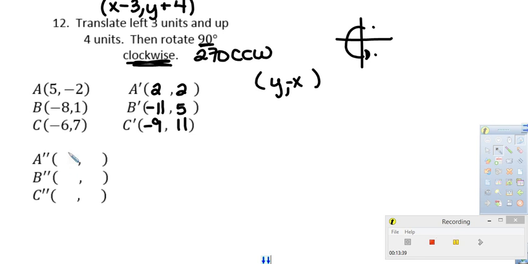Two steps. First, switch the x and y. Then negate the y spot. Switch the x and y. 5, negative 11, negate the y spot. Switch the x and y, negate the y spot.